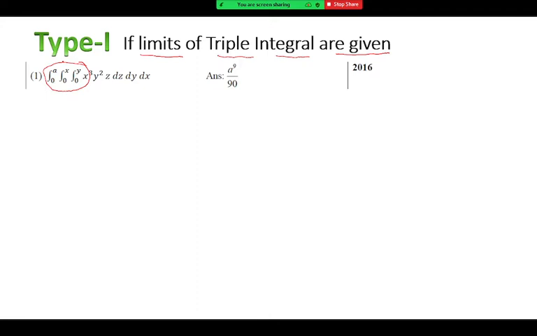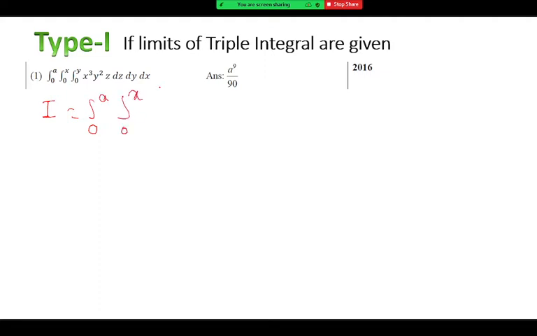Can you tell me what should be the order of this triple integral and what should be the integration? Whatever the order is given, that is correct. So you can follow the same order only. So this 0 to a as it is, 0 to x as it is.